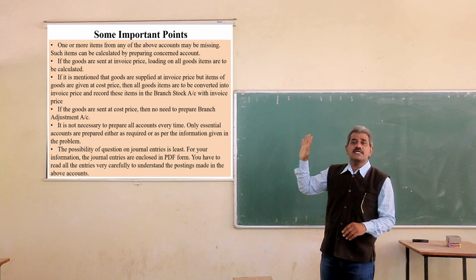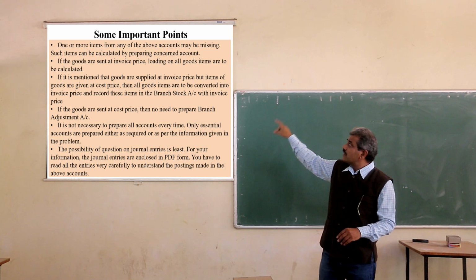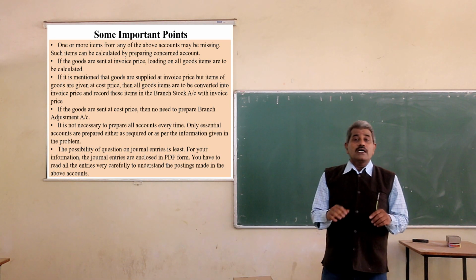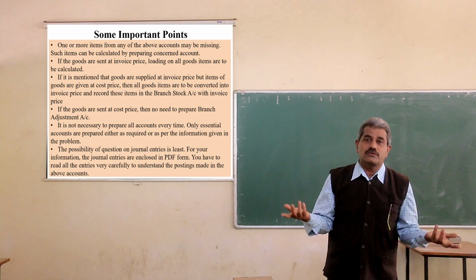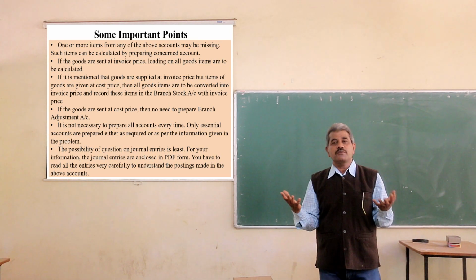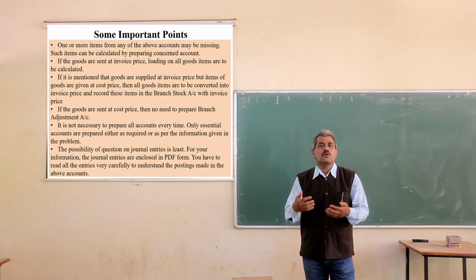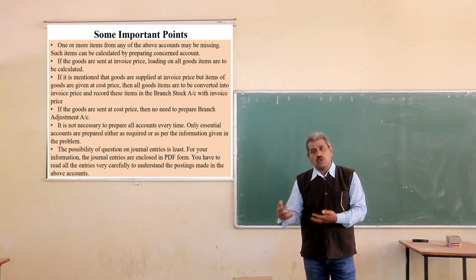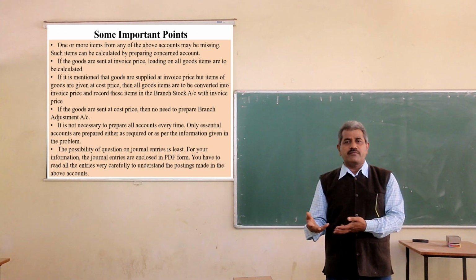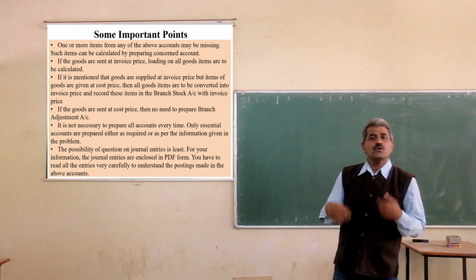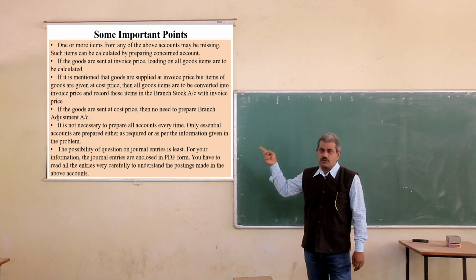But while preparing these accounts, we have to take into consideration some important points. The first is that you may not be provided all the items for all the accounts. Some items may be missing. Say, for example, closing debtors, closing stock, closing petty cash balance, whatever it may be. Some items may be missing. You can find such missing items by preparing the concerned account.